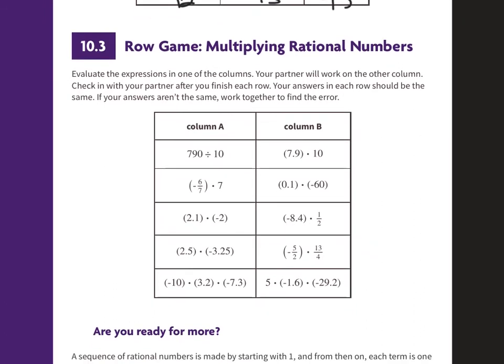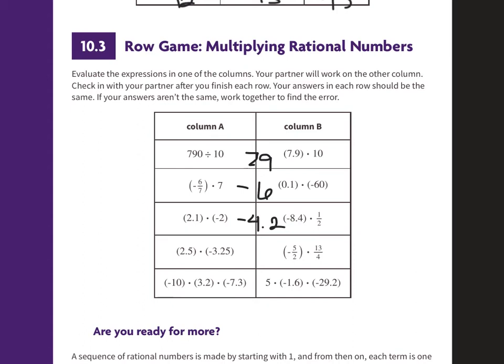10.3, evaluate expression is in one of the columns. Your partner will work on the other column. Check your answer. Check in with your partner after you finish each row. Your answers in each row should be the same. If they aren't the same, work together to find the error. So we're just going to do the multiplication problems. 7.9 times 10 is 79. 0.1 times negative 60 is negative 6. 2.1 times negative 2 is negative 4.2.